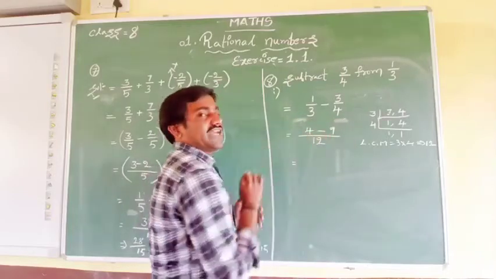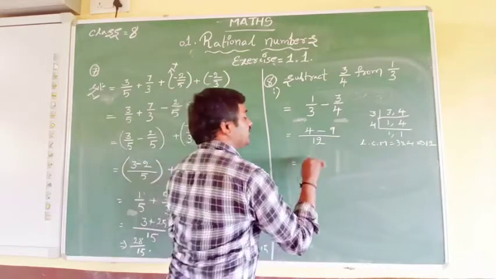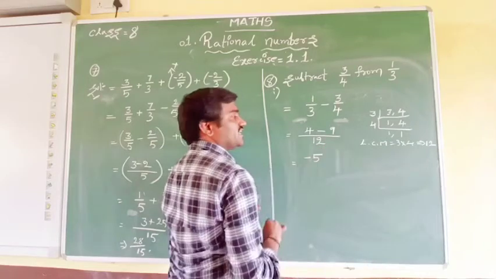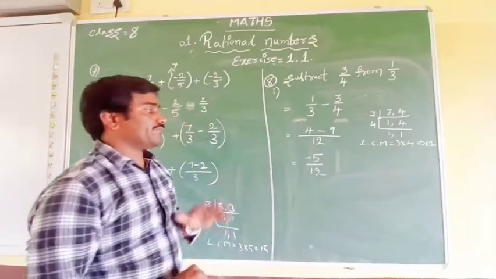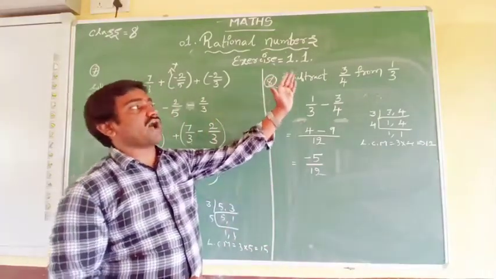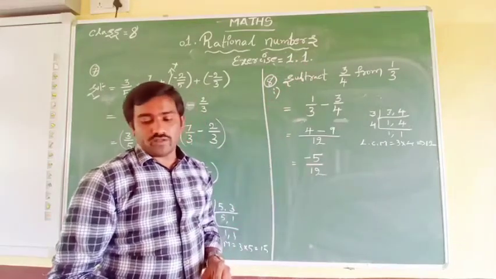So 4 minus 9, is it possible? 4 minus 9 is possible. We get a negative integer or negative rational number. That is, 4 minus 9 is minus 5 by 12. This way we can complete. Therefore, subtracting 3 by 4 from 1 by 3 gives minus 5 by 12.